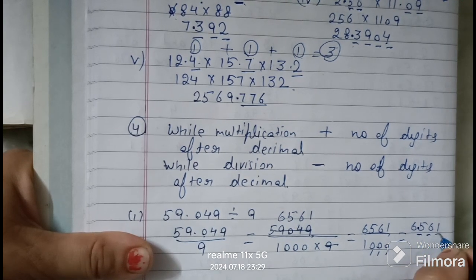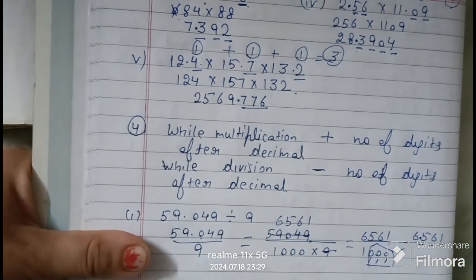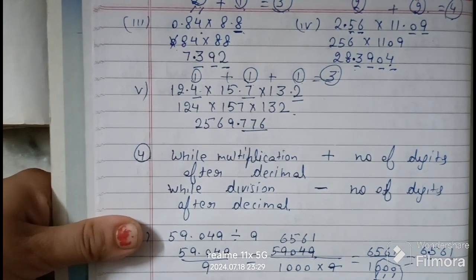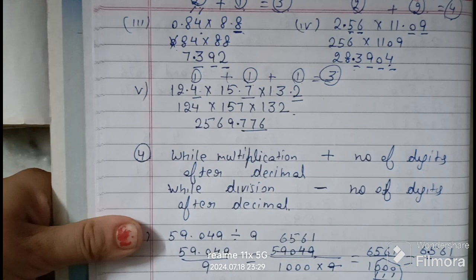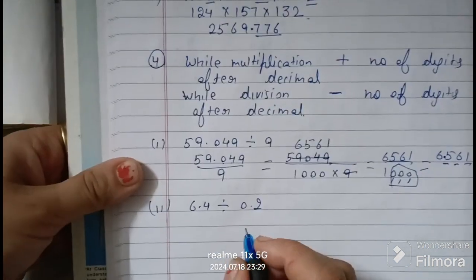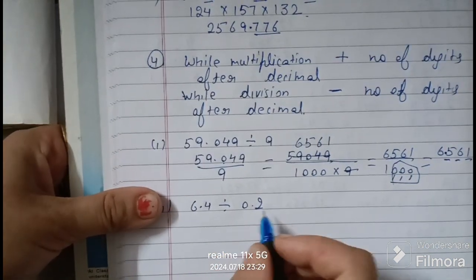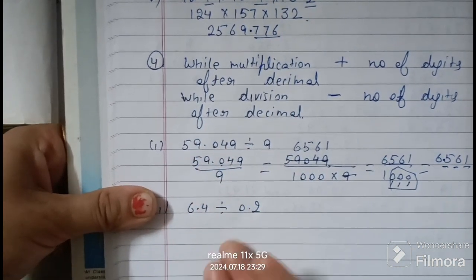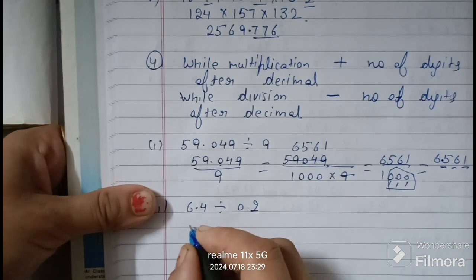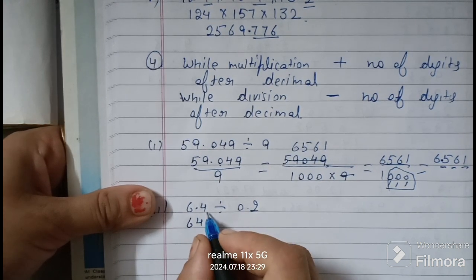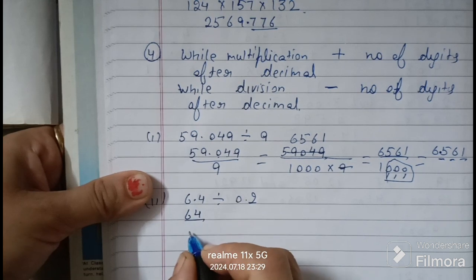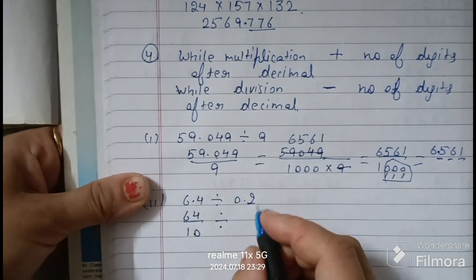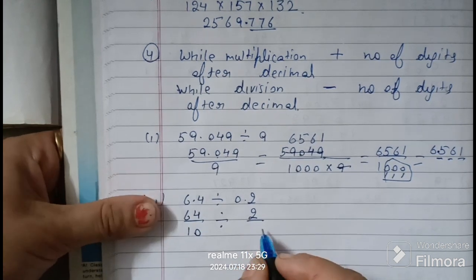Okay, the next part is 6.4 divided by 0.2. I'm going to repeat it again. Just as I directly divided here, I can solve it like this also. How? 6.4. How many digits are there after the decimal point? Only 1. So I have to put 10. Okay. The sign of division is as it is. The 2 is as it is. How many digits are there after the decimal point? Only 1 digit. So I have to put 10.